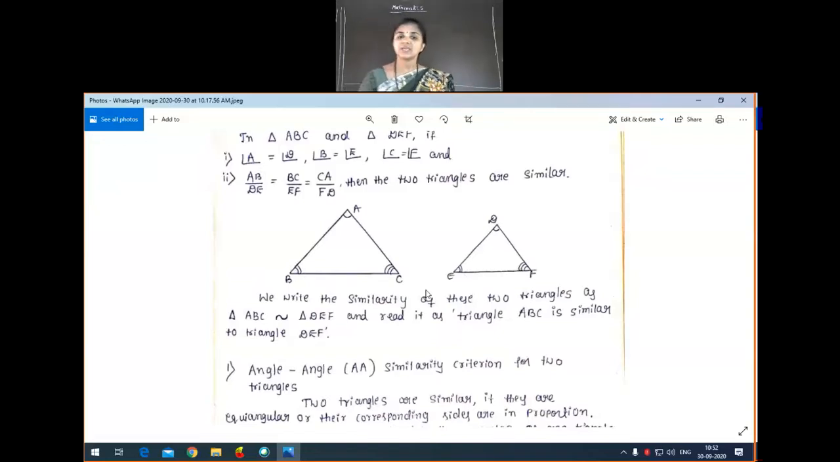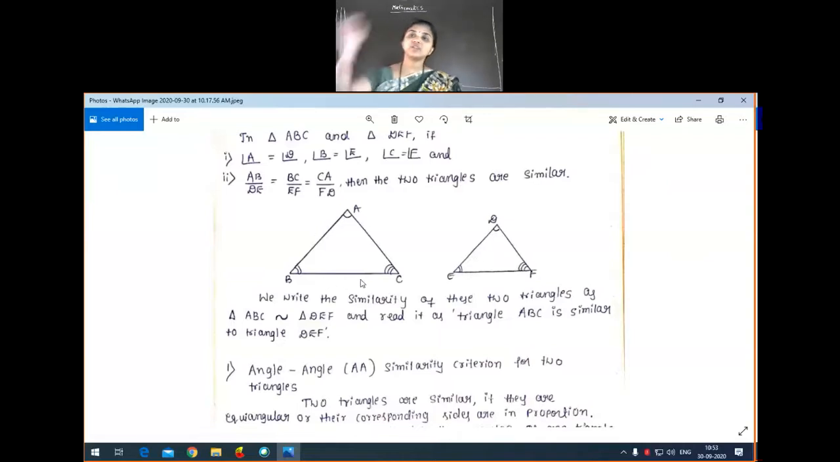Okay? Is that clear, students? Here we do not know all the ratios. In the given, AB divided by DE will be given, BC divided by EF will be given, then angle B is equal to angle E. So according to SAS criterion of similarity, we can say that two triangles are similar. Is that clear, students? SAS.